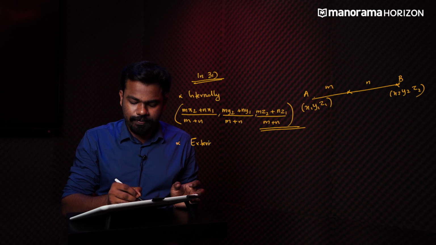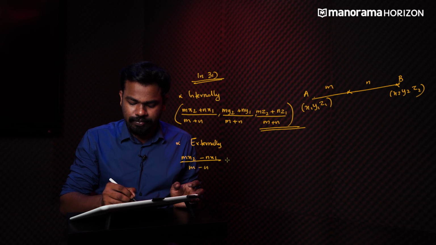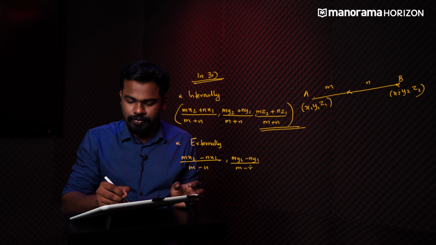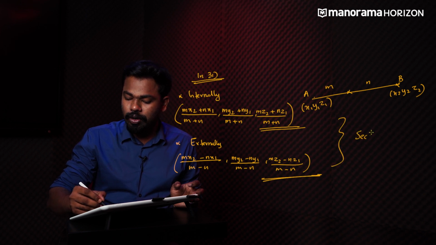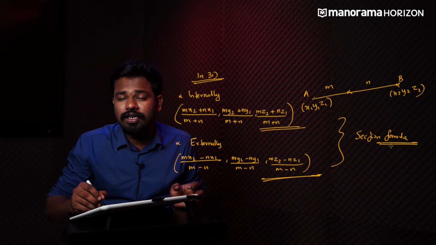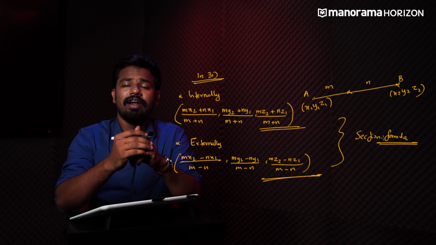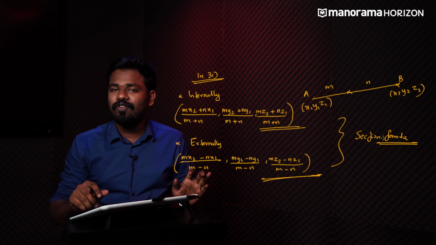Externally, what will happen? The signs will change. That is (mx2 minus nx1) by (m minus n), (my2 minus ny1) by (m minus n), (mz2 minus nz1) by (m minus n). So this is the section formula in 3D geometry. So when you are asked to find out the coordinates of the point where they are divided in the ratio m:n internally or externally, you need to use directly this formula to get the answer.